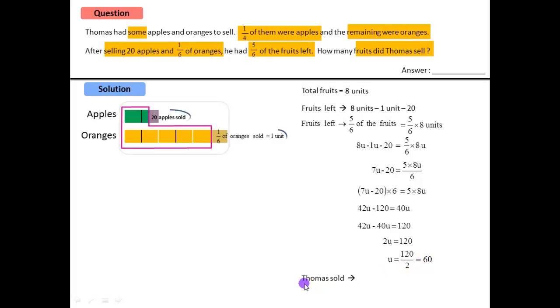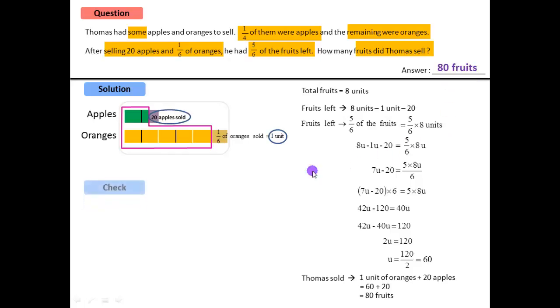The question is asking for the total number of fruits that Thomas sold. That would be 1 unit of oranges plus 20 apples. Since 1 unit is equal to 60, we get 60 plus 20, which gives us 80 fruits. So our answer would be 80 fruits.